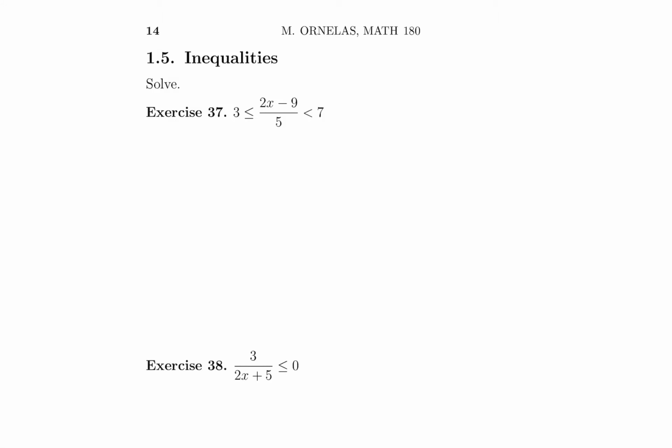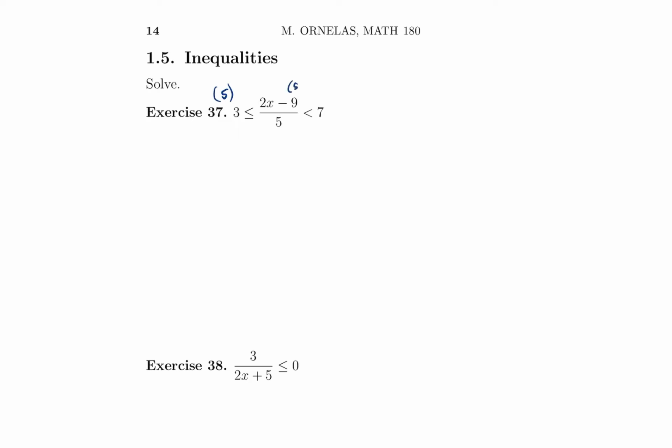This section is on inequalities. So the first example, we have a compound inequality because there's two inequalities in one expression. So what we can do is we want to get the x isolated in the middle. And to do that, we have to get rid of the 5, which we can do by multiplying all three sides by 5, the LCD, or the common denominator.